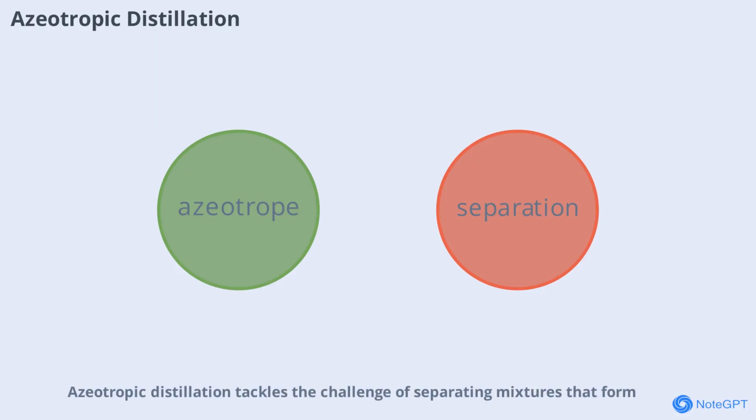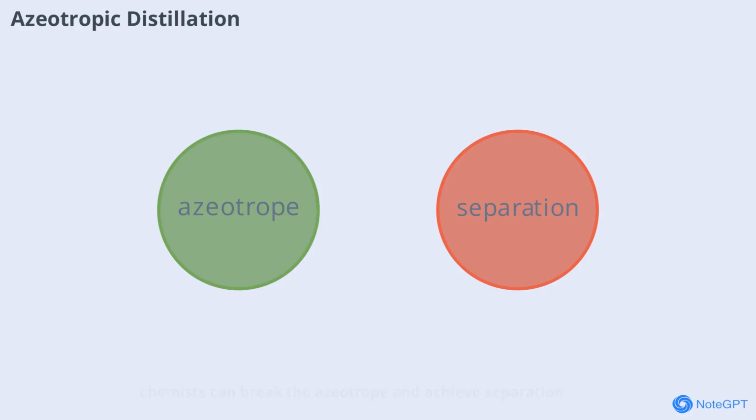Azeotropic distillation tackles the challenge of separating mixtures that form azeotropes, mixtures with constant boiling points that behave as a single substance. By adding another component or changing the pressure, chemists can break the azeotrope and achieve separation. This advanced technique is often used in the production of high-purity solvents and fuels.